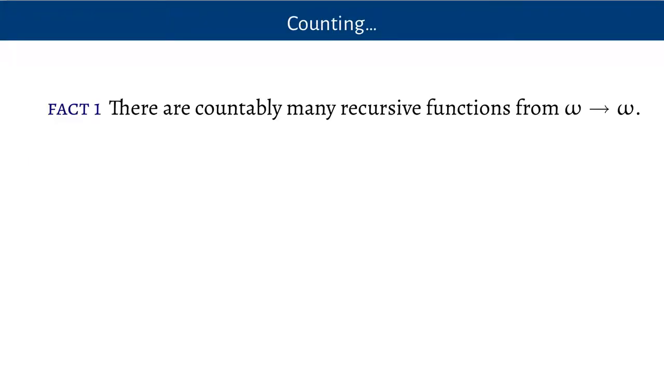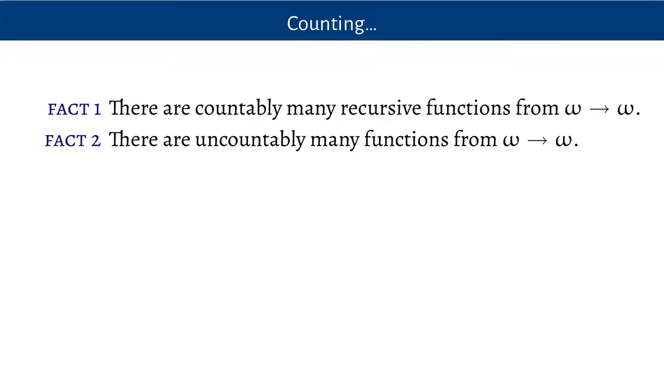We'll start with the enumeration argument. The first fact is that there are only countably many recursive functions from numbers to numbers. Each recursive function has got a description of how it's built up from the basic functions by the constructors. We can enumerate those descriptions, and so we can enumerate the recursive functions that those descriptions describe. So there's countably many recursive functions.